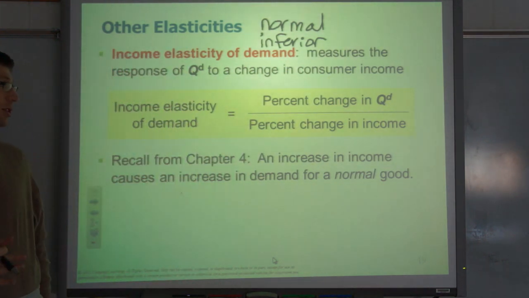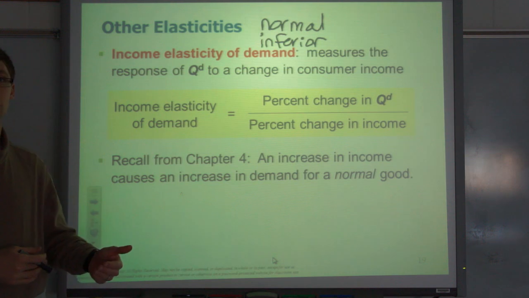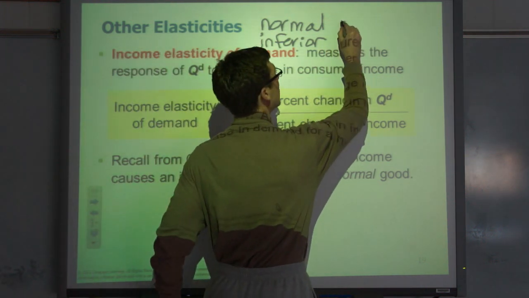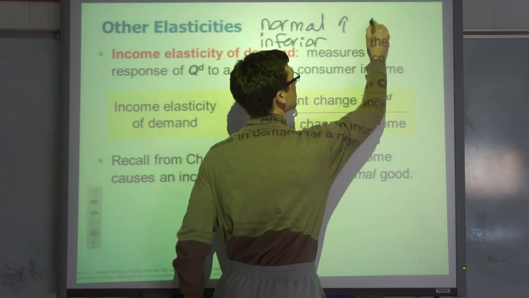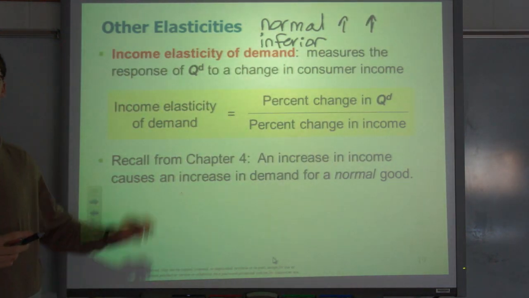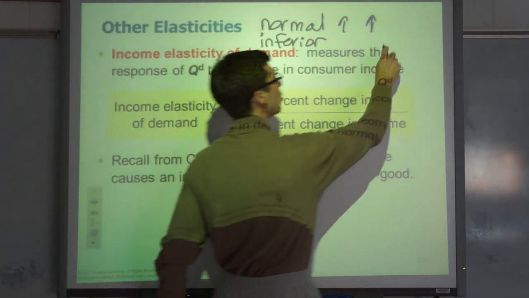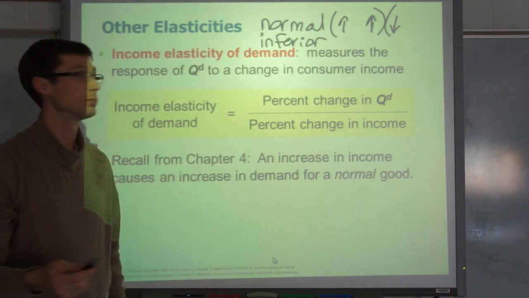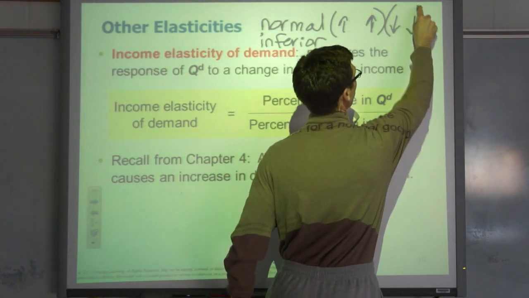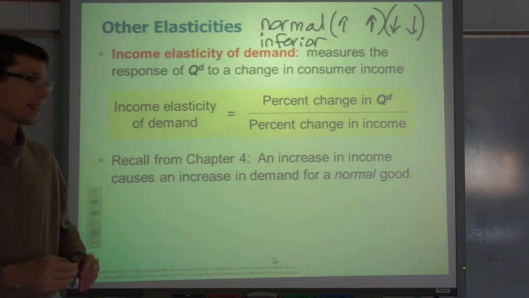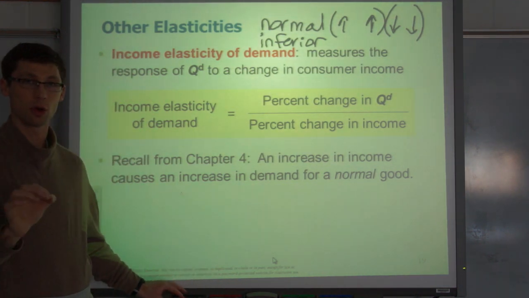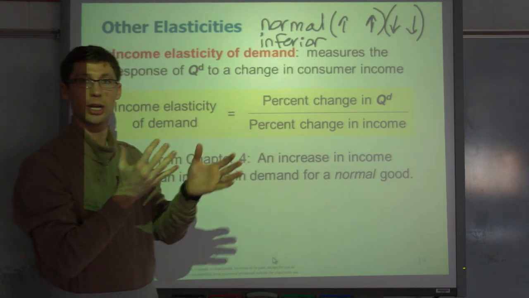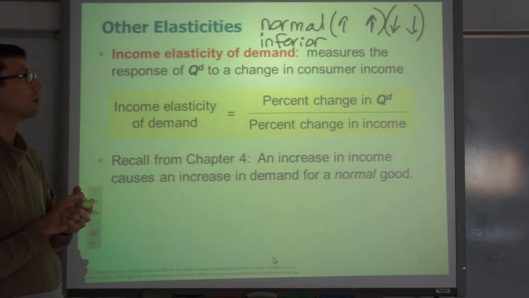And with normal goods, there will be a positive relationship between income and your consumption. If your income rises, your consumption will also rise for normal goods. If your income falls, your consumption will fall for normal goods. That's how we classify them as normal. It's actually the response in terms of consumption to a change in your income. That's how we call it a normal good.